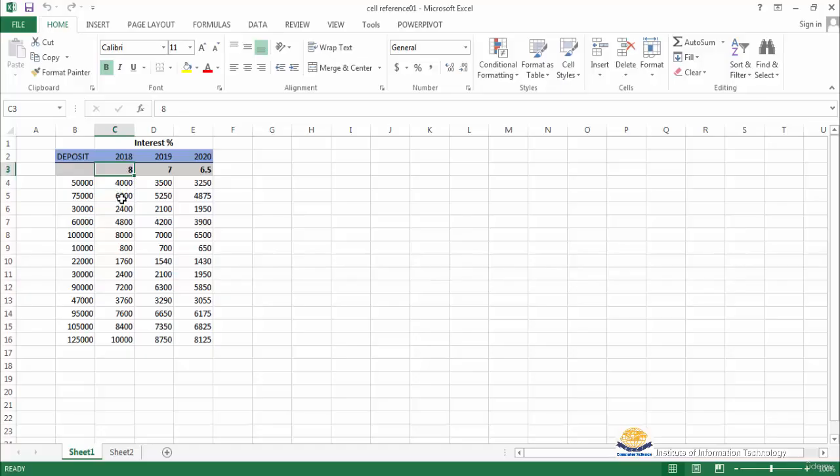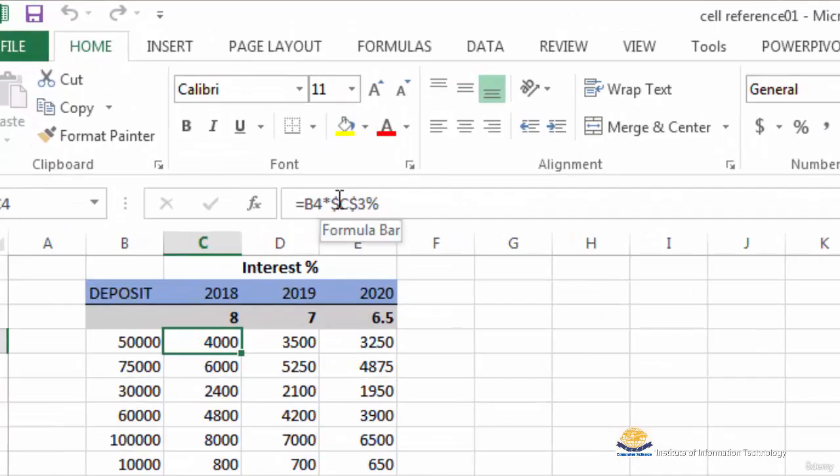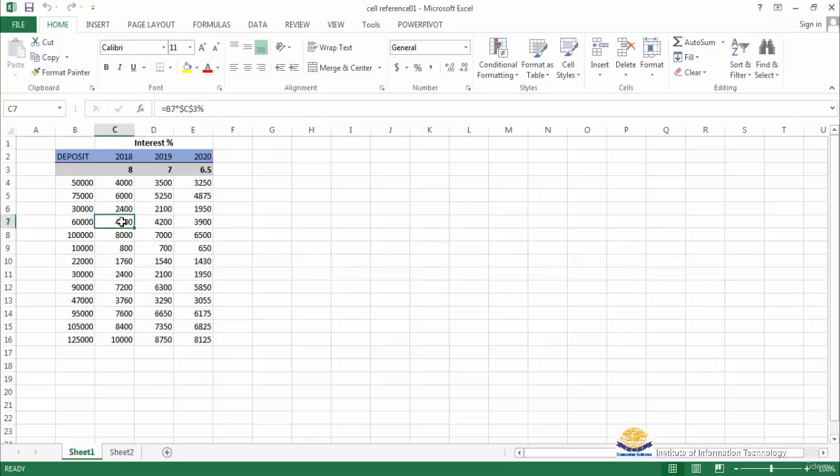See each calculation. Example, we can say B4 into C3. C3 means the interest. In column and row, we can see the $ sign. The next one, 6,000 interest. We can see C3. The next one, we can say interest is C3.